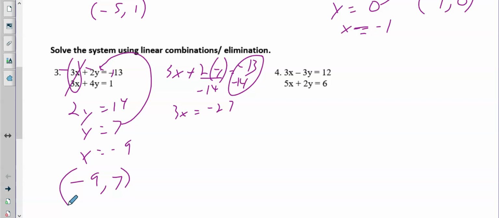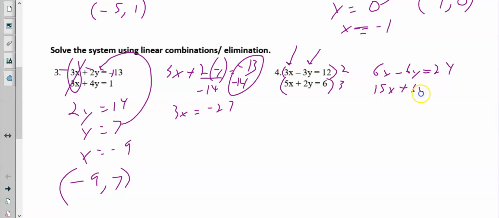Now here I have to do a little bit of work. I have to decide, do I want to do 15 and negative 15 or 6 and negative 6? I already have one positive and negative, so I'm going to lean there. I want to go for 6 and negative 6, but either way works. So times 2 and times 3. So that's going to give me 6x, negative 6y, and 24. That's going to give me 15x plus 6y equals 18.